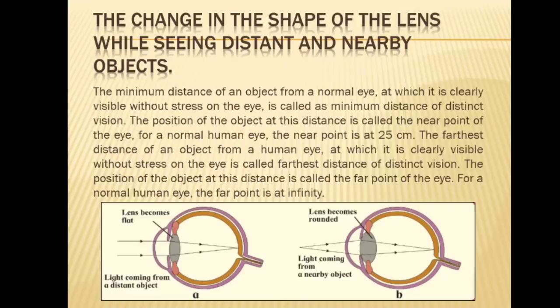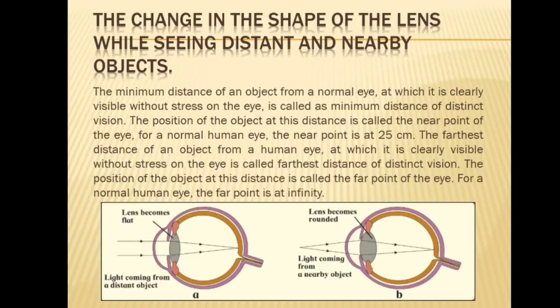The minimum distance of an object from a normal eye at which it is clearly visible without stress on the eye is called the minimum distance of distinct vision. The position of the object at this distance is called the near point of the eye. For a normal human eye, the near point is at 25 centimeter.